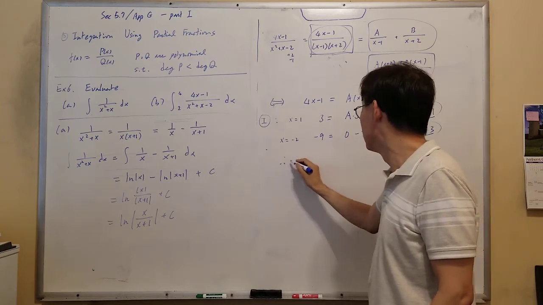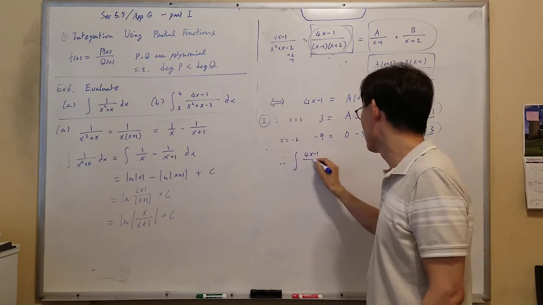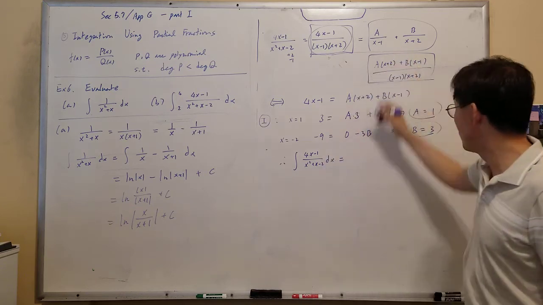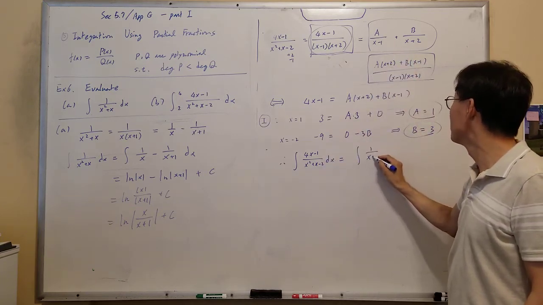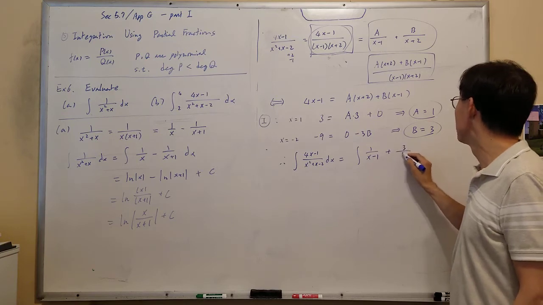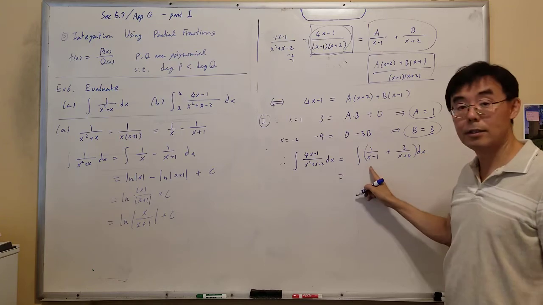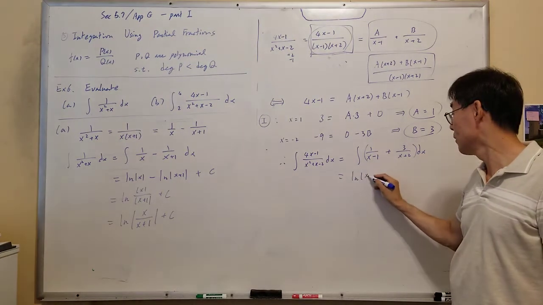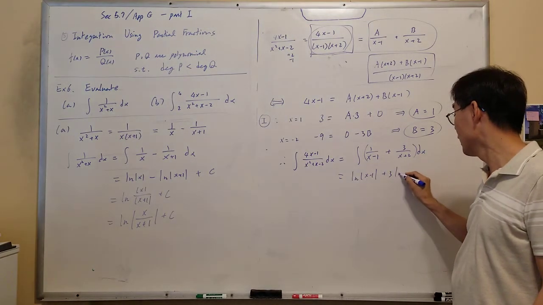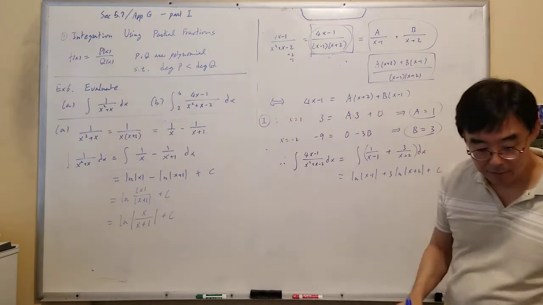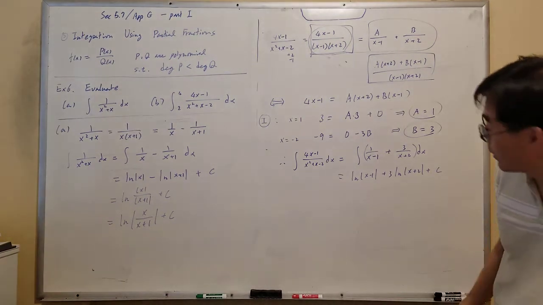Therefore, the integral of 4x minus 1 over x squared plus x minus 2: a equals 1, so 1 over x minus 1, plus 3 over x plus 2, dx. This integral is ln of absolute value x minus 1 plus 3 times ln of absolute value x plus 2. We don't need to combine this. Just leave it that way.